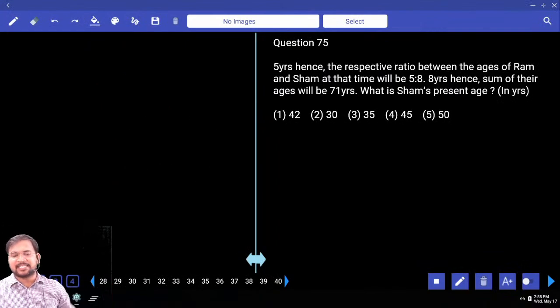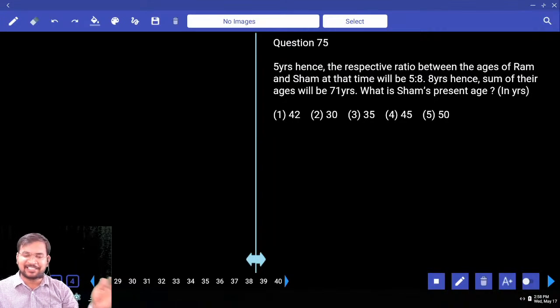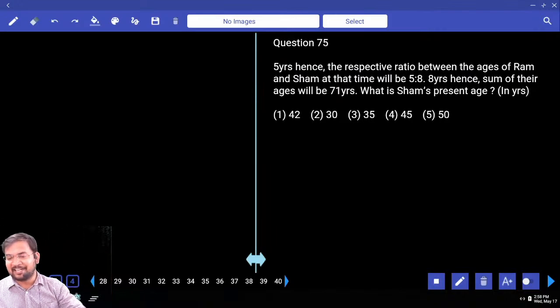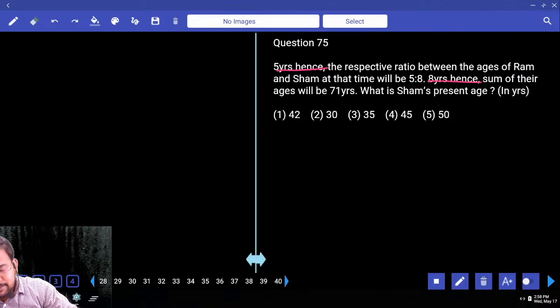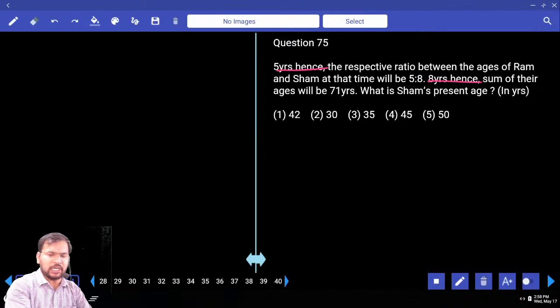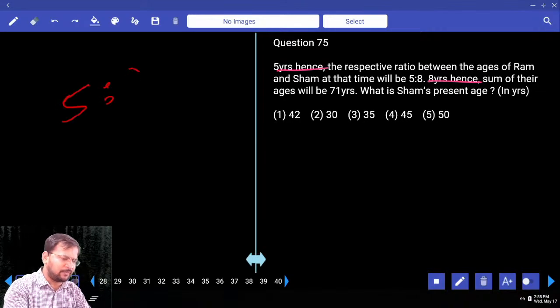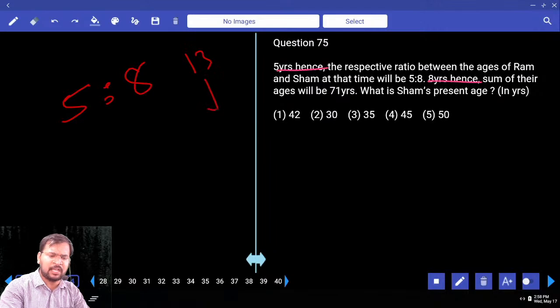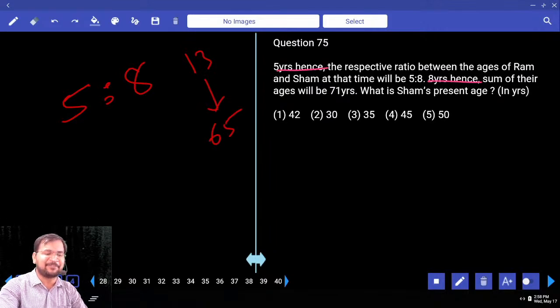75. 5 years hence. The respective ratio between the ages of Ram and Shyam at that time will be 5:8. 8 years hence, the sum of their ages will be 71. Look here. 5 years hence, 8 years hence. Difference is 3 years hence. 3 years hence means for Ram 3 years added, for Shyam 3 years added. Total 6 years added. Remove 6 from 71. Therefore 13 parts is 65. Each part is 5. They are asking about Shyam, the second person. That is 40.